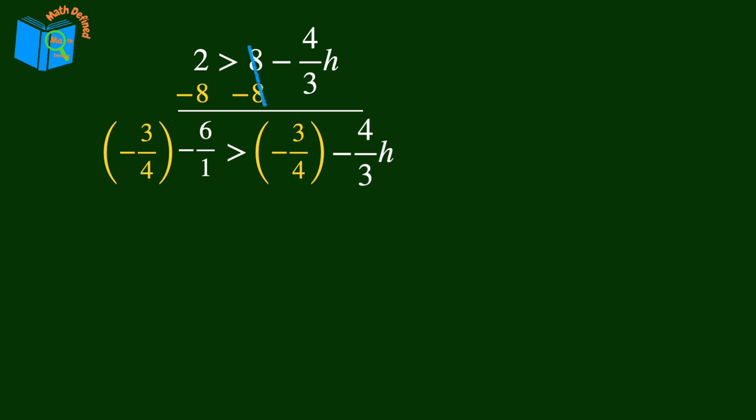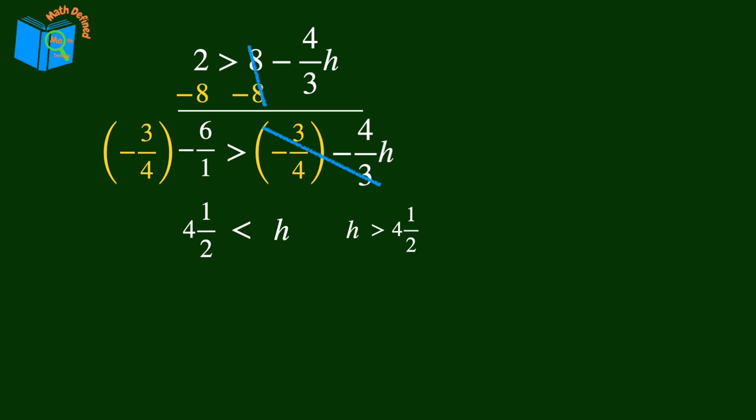On the right side, the fractions cancel out, leaving h. And since we multiplied each side by a negative number, we can't forget to reverse or flip the inequality sign to h is greater than. On the left side, negative 3/4 times negative 6 is positive 18/4, which we can simplify to 4.5. Before we graph the solution, I'm going to rewrite the inequality so that the variable is on the left side instead of the right. Now it's much easier to see that the solution is h is greater than 4.5.